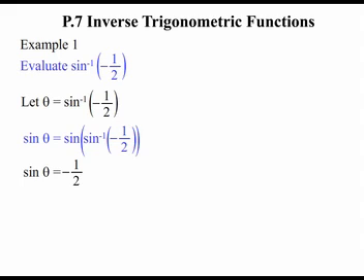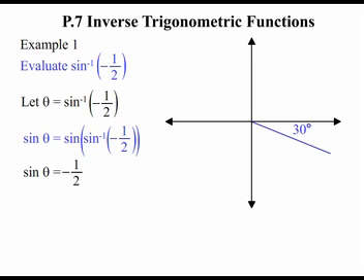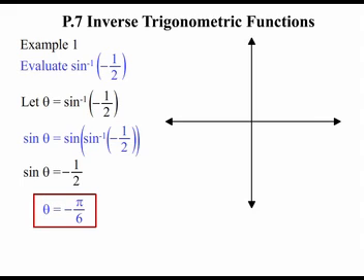Well, sine theta equals 1/2 when it is a 30-degree reference angle. And since we're in the fourth quadrant, we have a 30-degree reference angle in the fourth quadrant because it can't be in the first because sine is positive there. So there's your reference angle. And since we're dealing with radians, we'll go with pi over 6. Theta equals negative pi over 6.